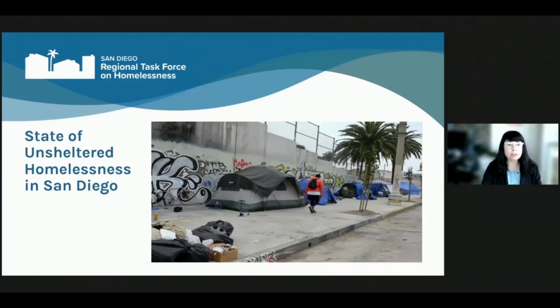So today I'm going to talk a little bit about the state of unsheltered homelessness in San Diego County and changes in methodology that we've done to our point in time count since 2018 to improve our best practices around our point in time count.